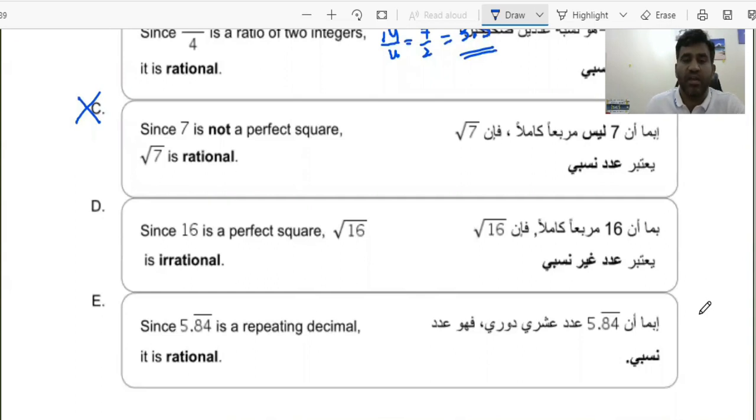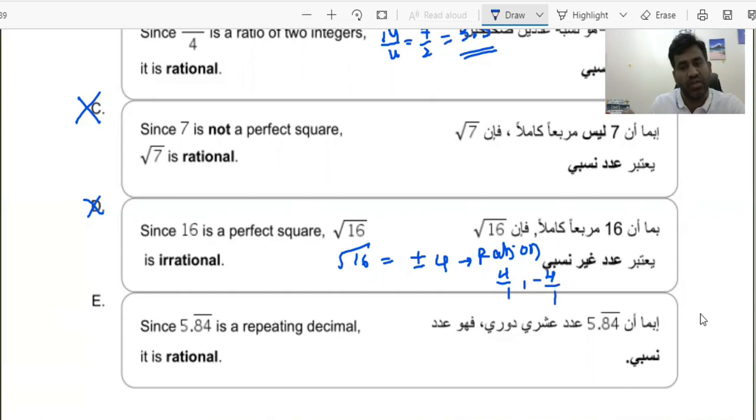They are saying select all true values. Option D says, since square root of 16 is a perfect square, it is irrational. No, square roots of perfect square numbers are rational numbers. What is the value? Square root of 16 can be written as plus or minus 4, and plus or minus 4 is a rational number. Why? Because it's a complete number. This 4 can be written as either 4 by 1 or minus 4 by 1, isn't it?